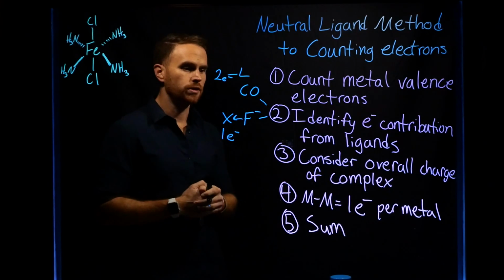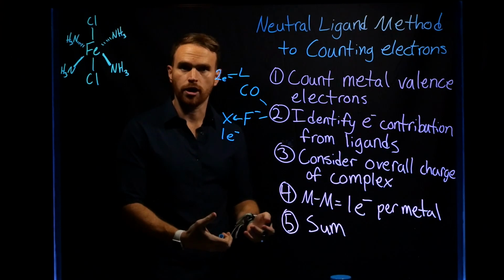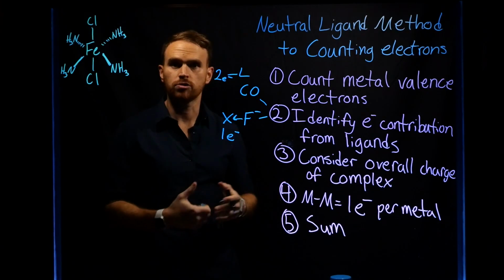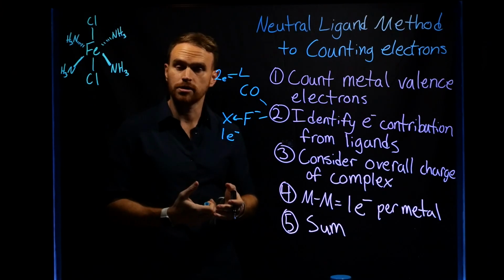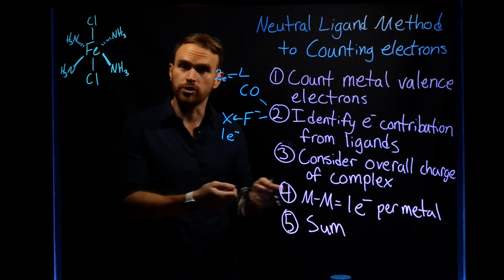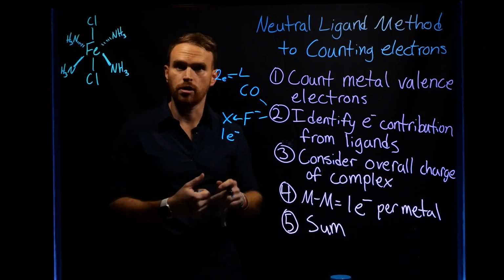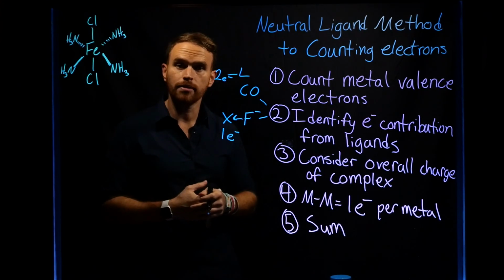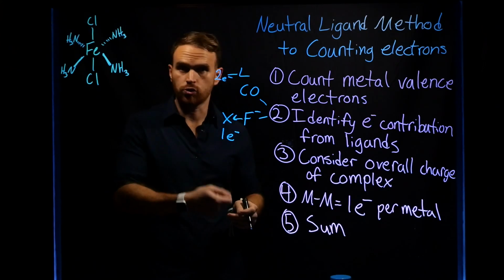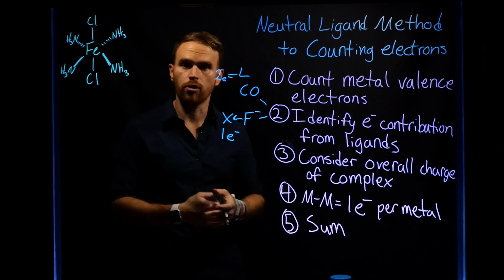Now we need to move on to considering the overall charge of a complex. Transition metal complexes, similar to small molecules, can be ions. They can be cations and have a positive charge, which means we would need to reduce the number of overall electrons that we account for, or they can be anions and have a negative charge. This would mean that we would need to contribute more electrons to our overall count.